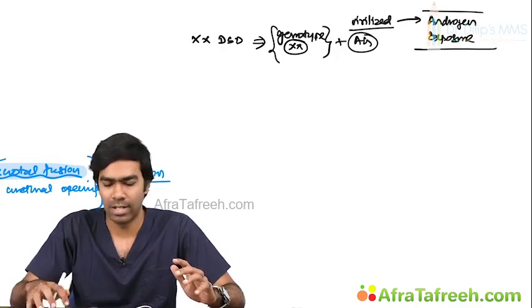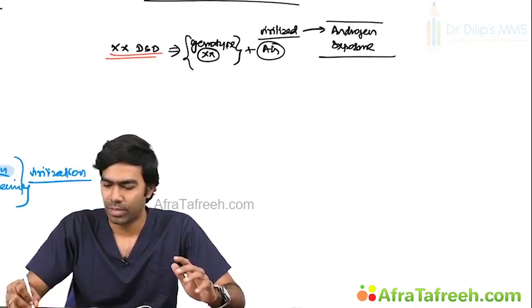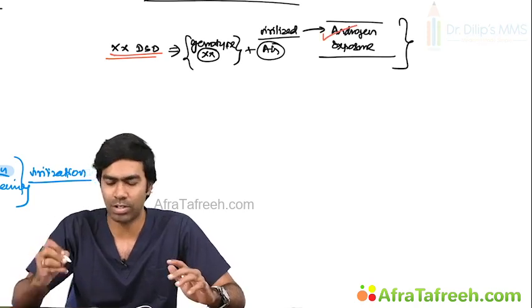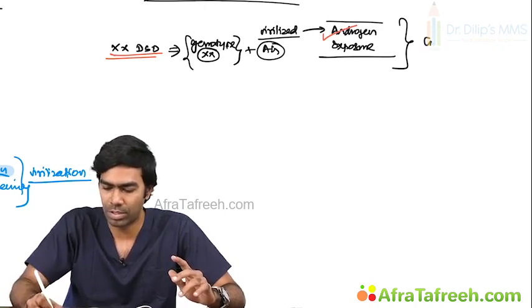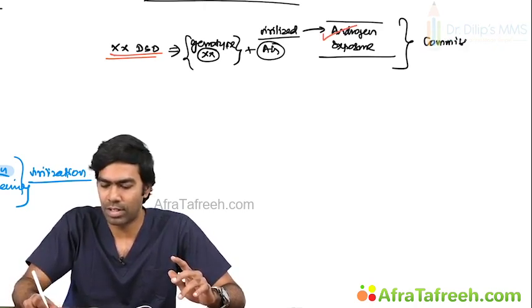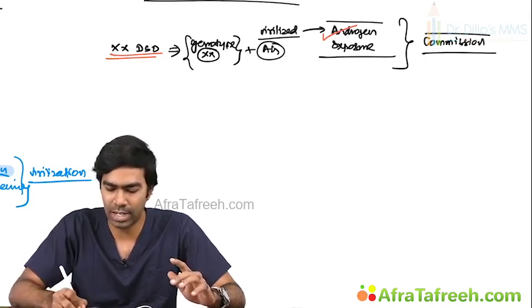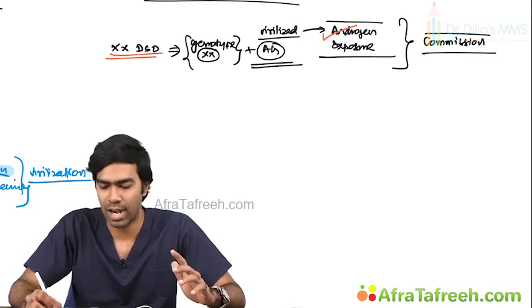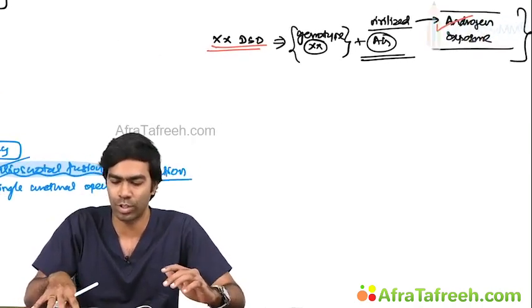So what do you mean by that? Which means whenever you have an XX DSD in a female child, it's always due to excess androgens or androgen exposure, and this is what we refer to as an act of commission. Which means whenever the females are committed to androgen exposure, they might get virilized and they might be born with ambiguous genitalia, and this is the basis of the XX DSDs that you're going to get.